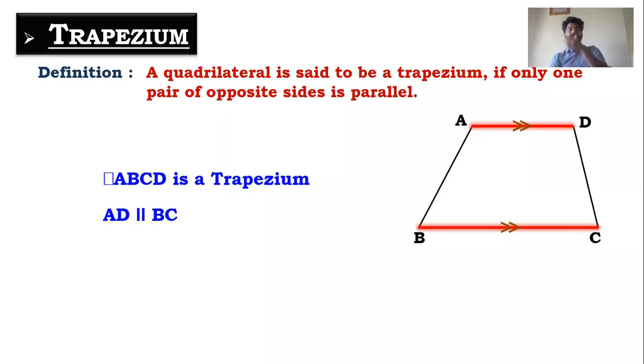All right. So I want you all to write this. It has only this property. In a trapezium, a quadrilateral is said to be a trapezium if only one pair of opposite sides is parallel. Write this. Done? Written, everyone? Perfect.